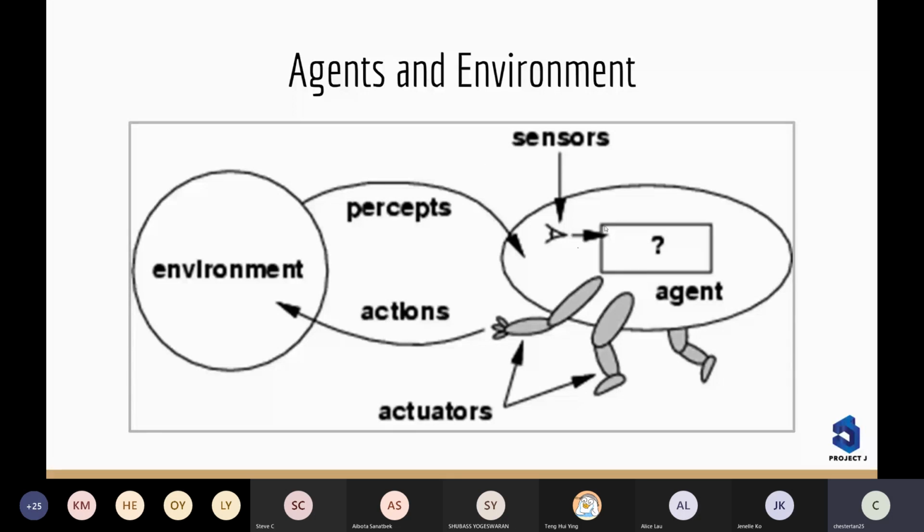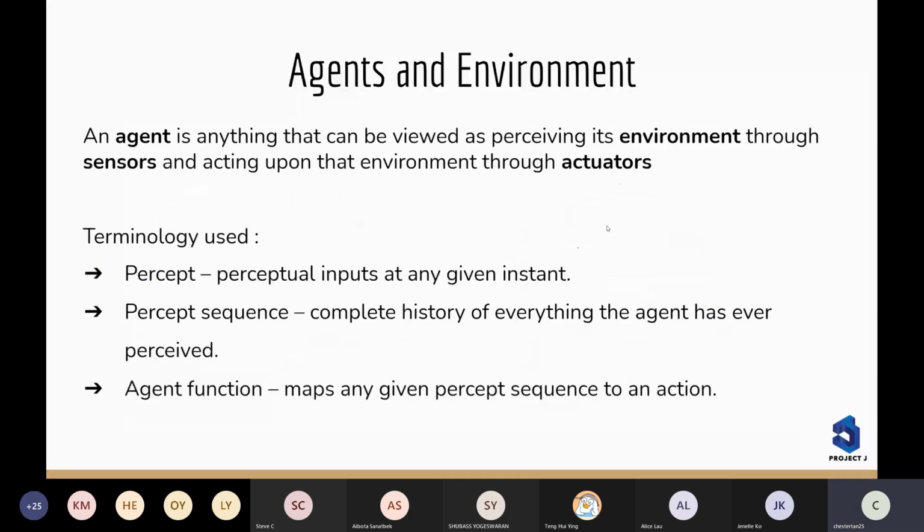So this is the definition of an agent: an agent is anything that can be viewed as perceiving its environment through sensors and acting upon that environment through actuators. This is basically what I was saying just now, right? We use sensors to get the percepts, and then use our actuators to act upon the environment.